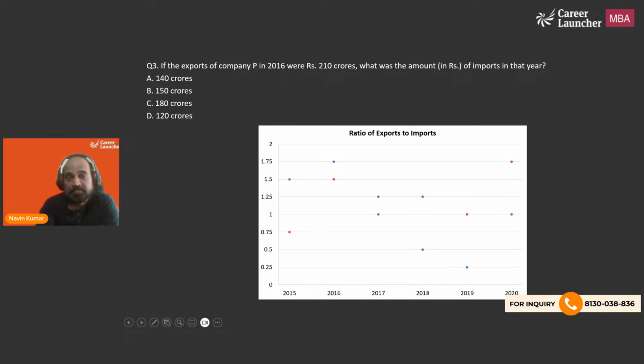Third, if the exports of company P in 2016 were 210 crores, we are talking about 2016.